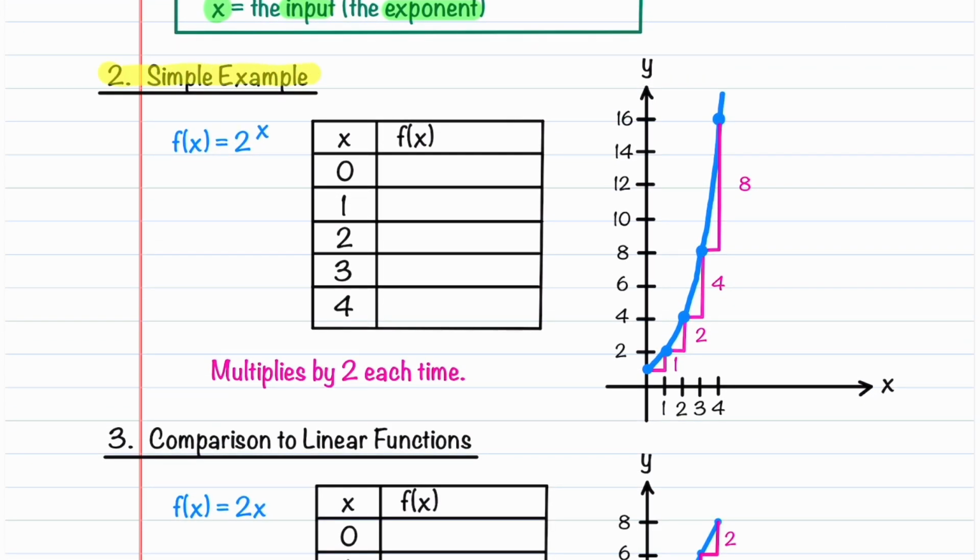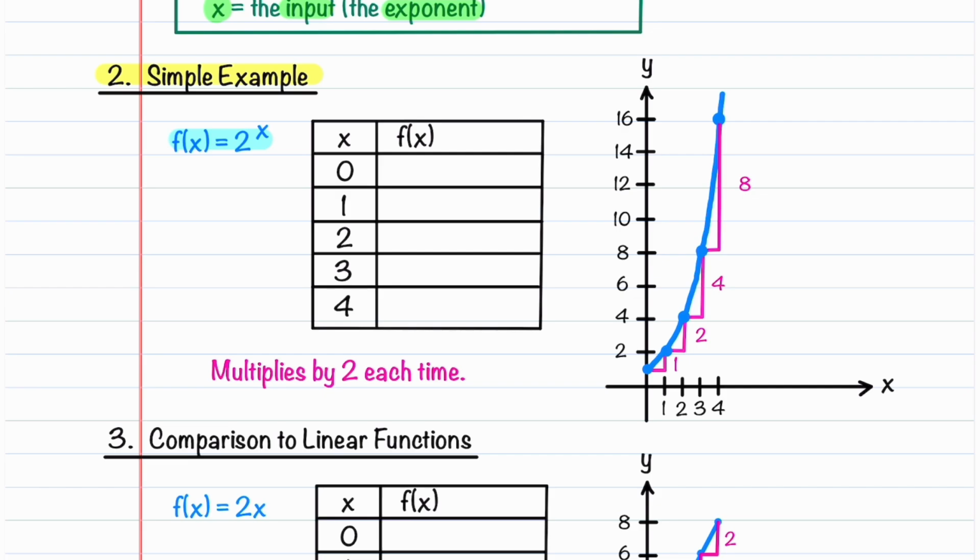Let's now look at a simple example and see how this works. Our function is f of x is equal to 2 raised to the x power. To understand how this function works a little bit better, let's fill out this table. We're given values of x, and we want to find what the f of x values are. All we're going to do is plug x into our function, 2 to the x.